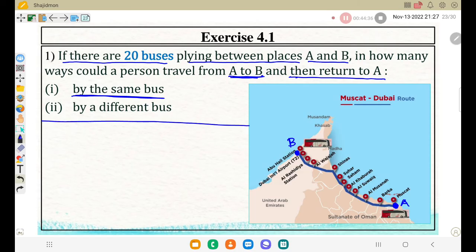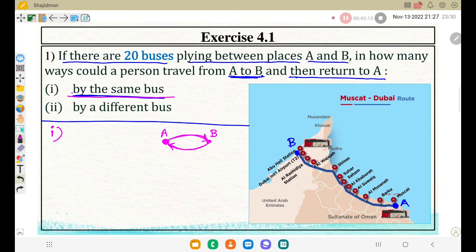So I will answer the question one by one, the first part first. Starting from place A and going to place B, returning back to the same place. How many buses are available? 20 buses are available. So he goes from A to B by one of the buses and returns by the same bus. That is the first option. If he goes by any bus, he wants to return by the same bus to Muscat. So how many options are we getting?